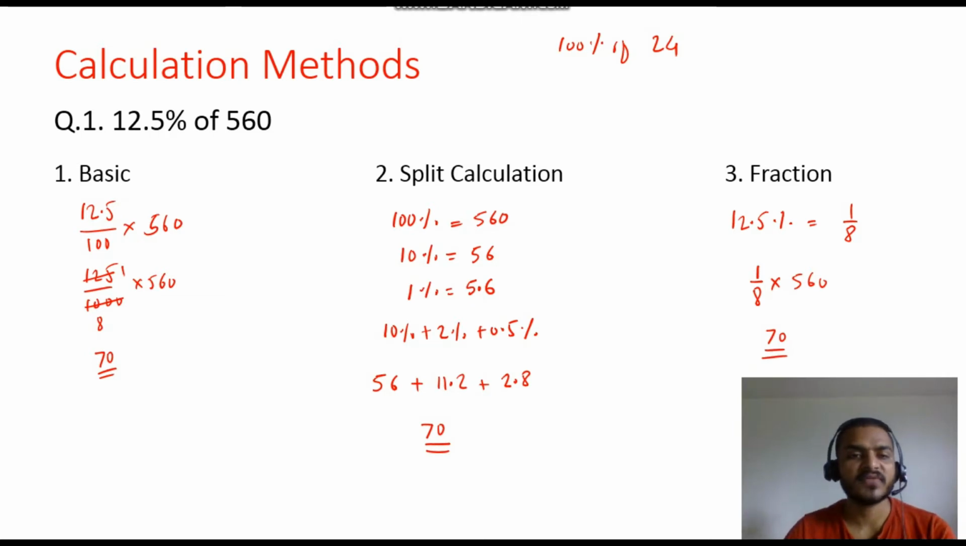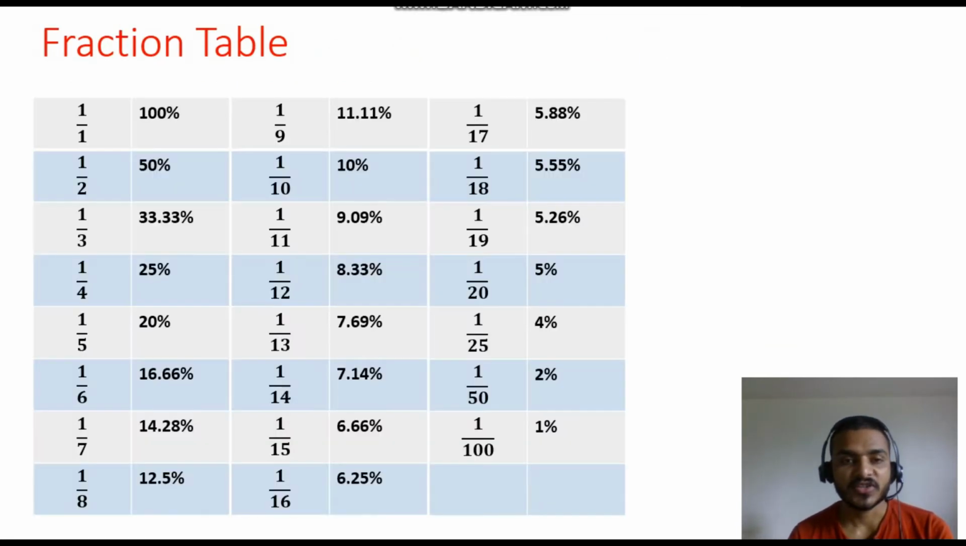So these are the three different methods of calculation. As I said again, these methods will depend on the type of question that we encounter. Let us see which method to use when. Before that, let us have a look at the different fractions that are available. 1 by 1 means 100%, 1 by 2 is 50%, 1 by 3 is 33.33%, and so on. There are many of them. It is better if you remember these fractions, or at least be familiar with them, because every time you will come across these numbers.